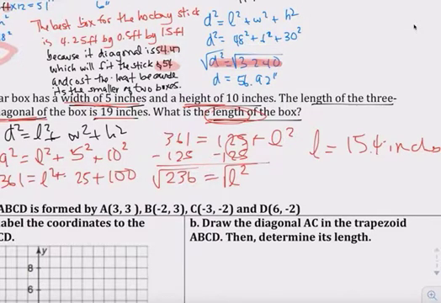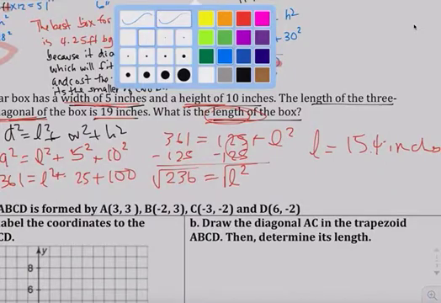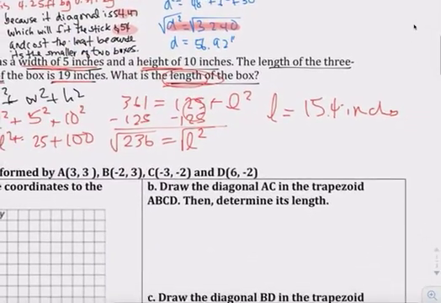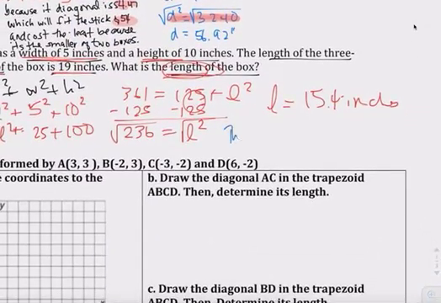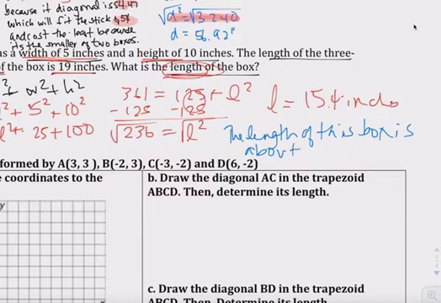The length of the box, we need to write it in a complete sentence. The length of this box is about, because we round, 15.4 inches.